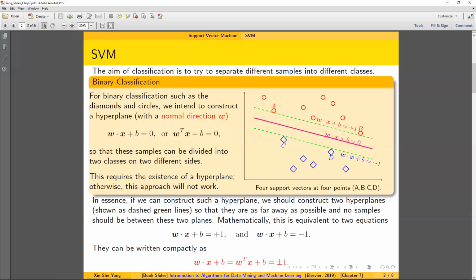We should construct two hyperplanes, shown as the green dotted lines, so that they are as far away from each other as possible, and no samples should be between these two planes. So instead of constructing this one purple line, W dot X plus b equals 0, you could construct those two green lines, W X plus b equal to positive and the other equal to negative, so that you can differentiate those two classes of data points. It can also be compactly written in this form: W X plus b equals positive or negative 1.